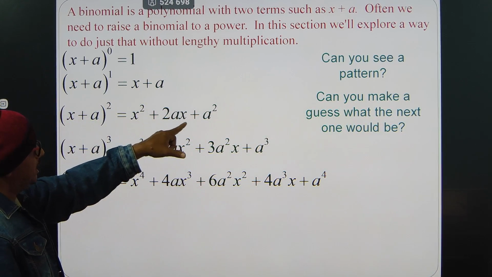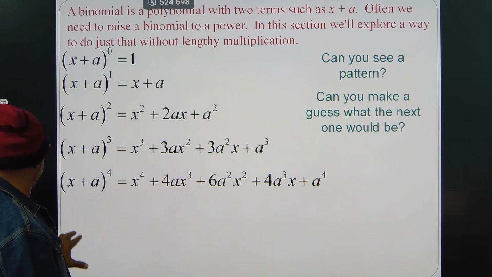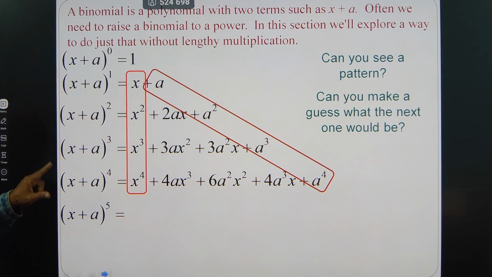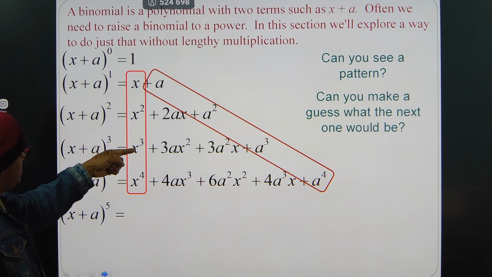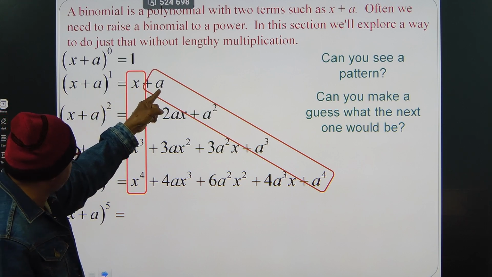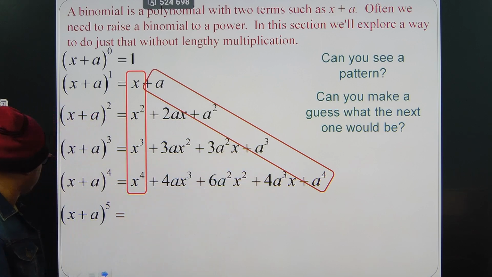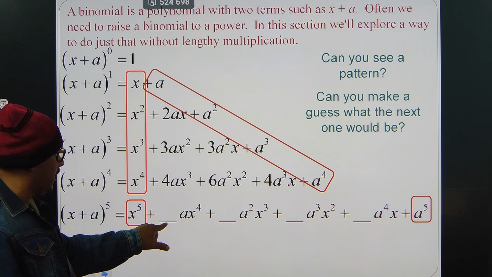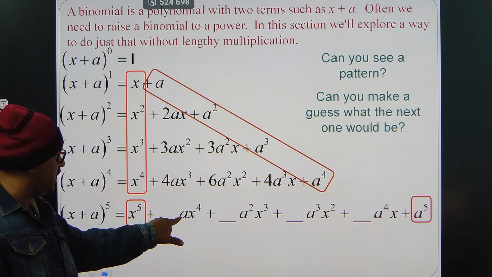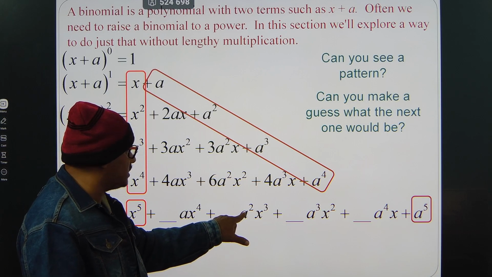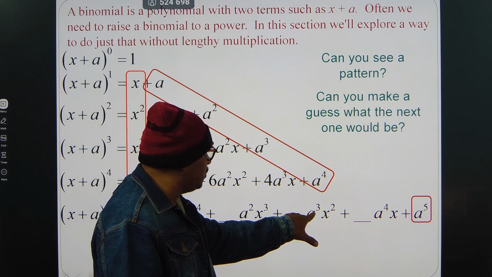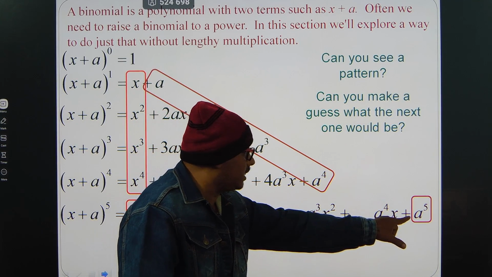See the pattern. Can you guess what the next one would be? Look at here. Here x square, x cube, x to the power 4. Here second term a square, a cube, a 4. Similarly, x plus a to the power 5 equals to x to the power 5. You have to find the coefficient. But the term is a x fourth. Another coefficient x cube a square and x square a cube. Next coefficient we have to find out. Then a fourth x and a 5.